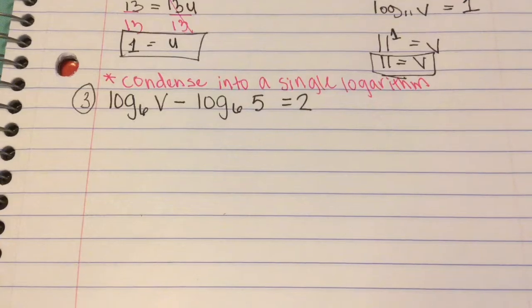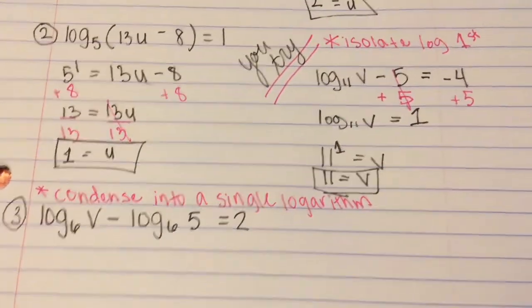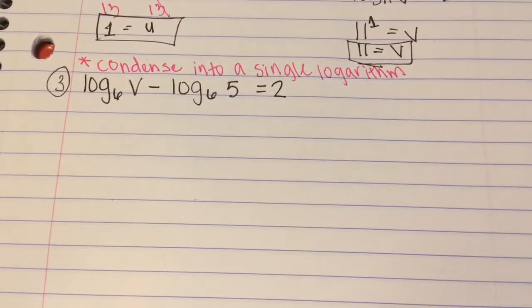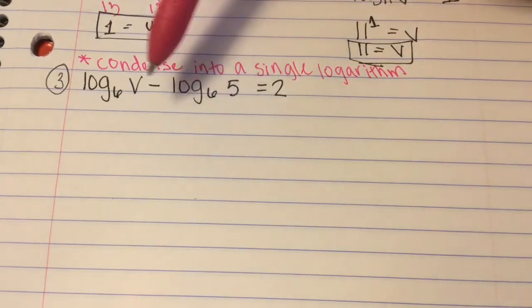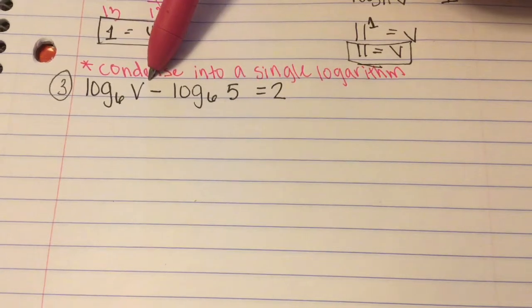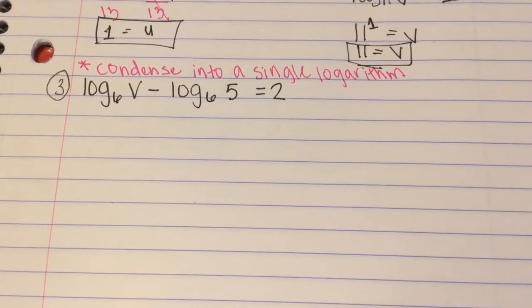So just like in that last example, that last u-try, we had to isolate the log first. Over here, we only want one log to deal with. Because we have the same base here and because we have this minus sign in the middle, we know that we have quotient rule and that we can condense this into a single logarithm first.